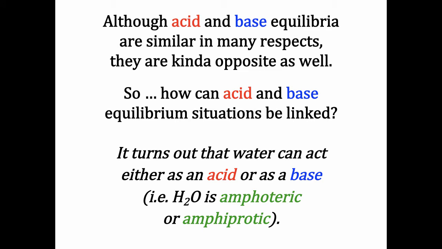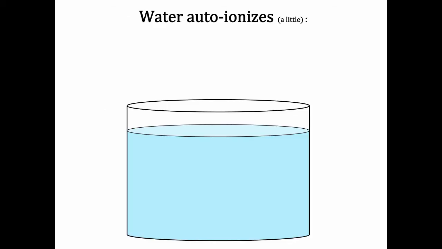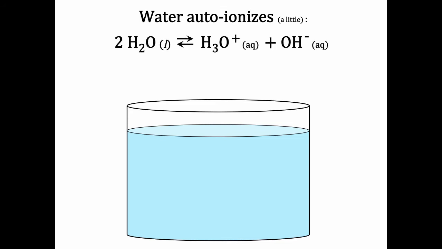And it turns out that water can act as both an acid and as a base. The term we use is we say water is amphoteric, or it's amphiprotic. It can donate a hydrogen ion, or it can gain a hydrogen ion, donate a proton, or gain a proton. And another way of saying this is that water autoionizes, at least a little bit. Even in pure water, some water molecules will dissociate, making H3O+ hydronium ion and OH- hydroxide ion.